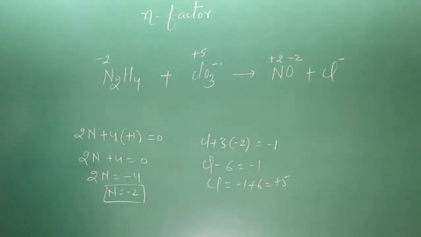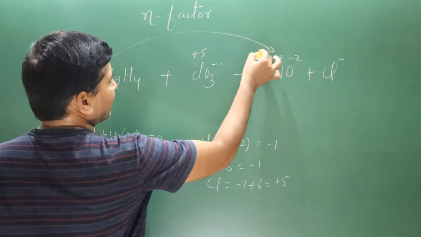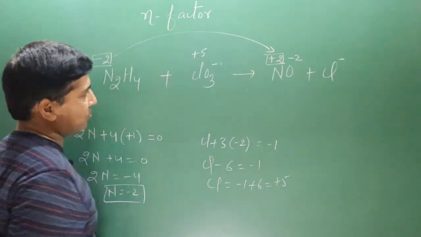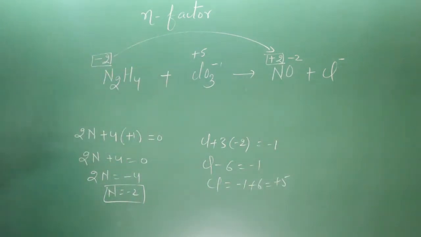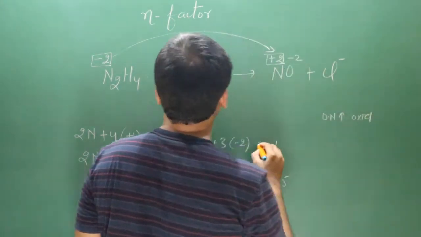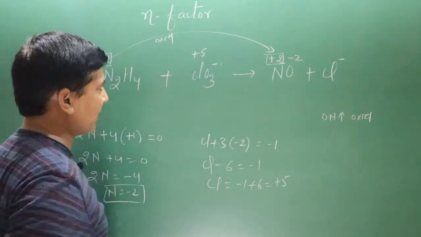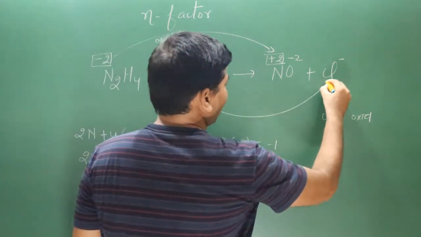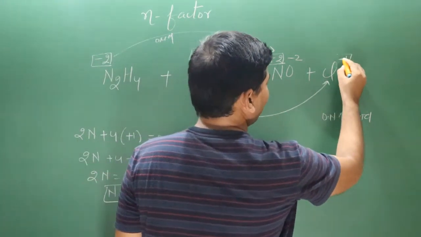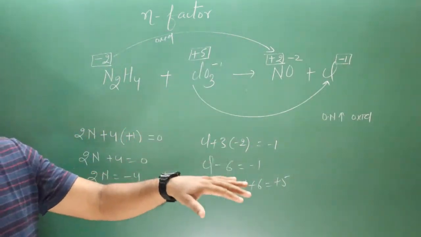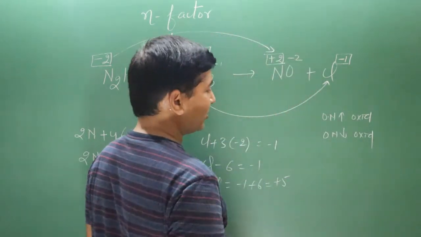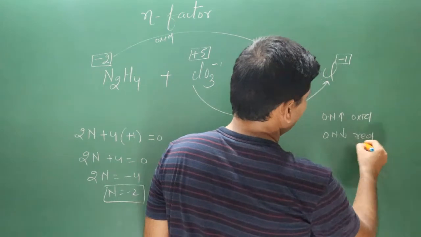Compare the oxidation numbers. Nitrogen to nitrogen. Okay, on the left side it shows minus 2 oxidation number, on the other side it shows plus 2 oxidation number. Minus 2 to plus 2 is an increase in oxidation number, and increase in oxidation number is what? Always oxidation reaction. You can see oxidation reaction is taking place. If I compare the oxidation number of Cl, Cl shows plus 5 on the left side, on the other side it shows minus 1. Plus 5 to minus 1 is a decrease in oxidation number, and decrease in oxidation number is always reduction reaction.